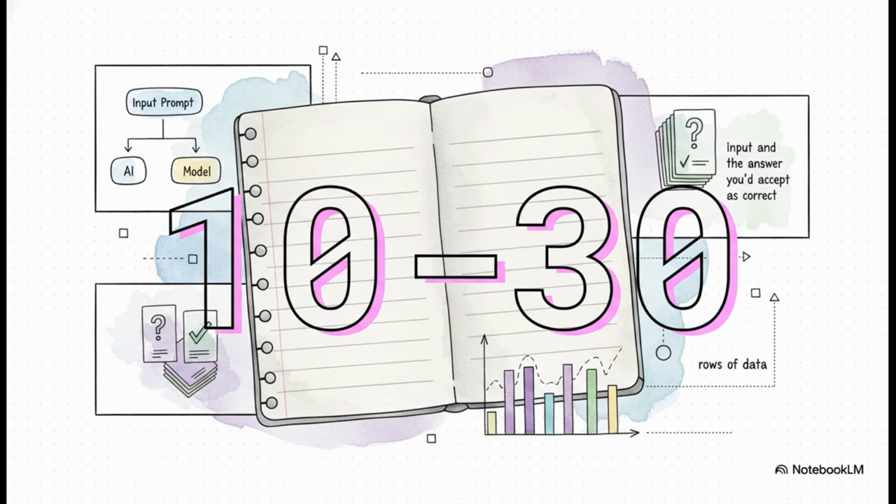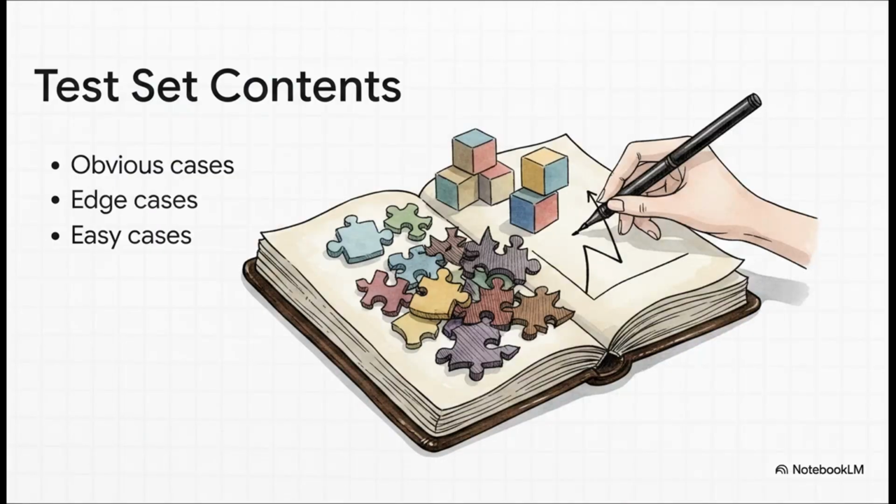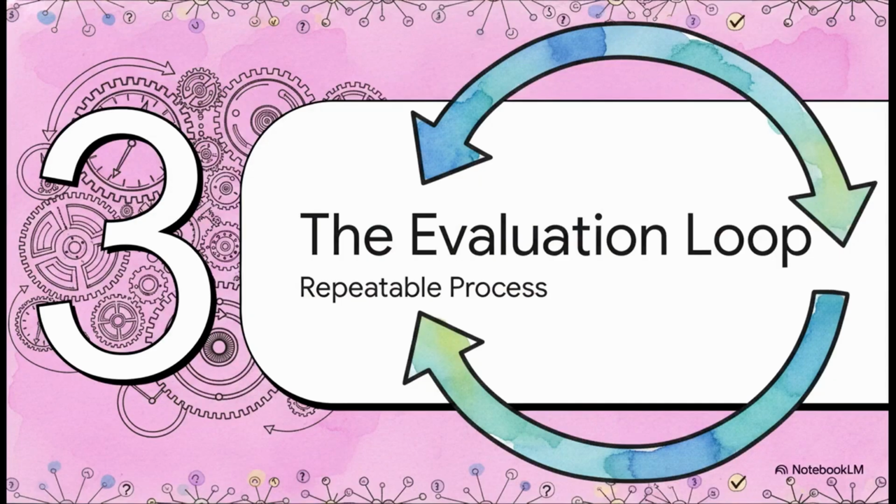What goes into this set? Well, you want the obvious cases for sure. You also want the edge cases that have broken things before. And don't forget those deceptively easy cases, the ones that look simple but have totally tripped you up in the past. You run the prompt against all of these and you get an objective score. So now, if version 7 scores 23 out of 30 and version 8 scores 26, well, now you actually know it's getting better.